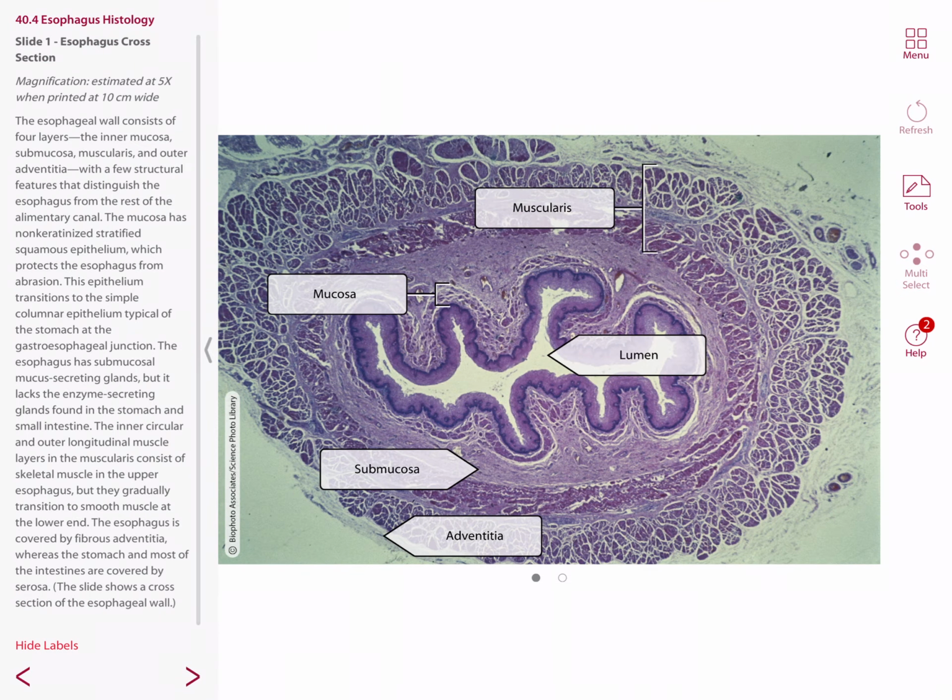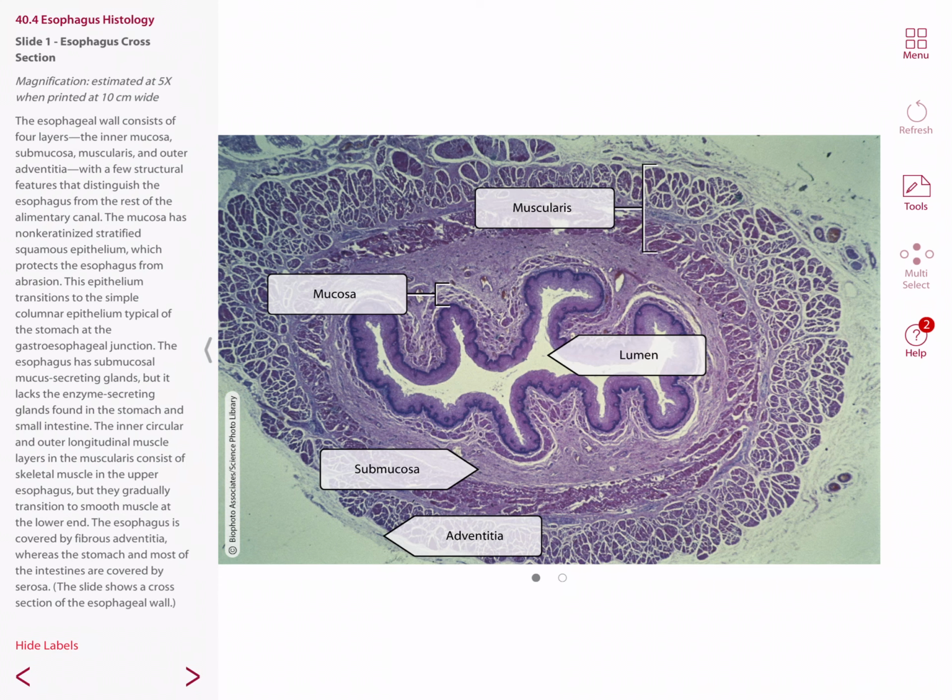Here's a picture of the esophagus. Again, we break that into three different regions, upper, middle, and lower. The upper region is skeletal muscle, the middle is mixed skeletal and smooth muscle, and then the lower esophageal region is all smooth muscle, so you don't have control of it from there.